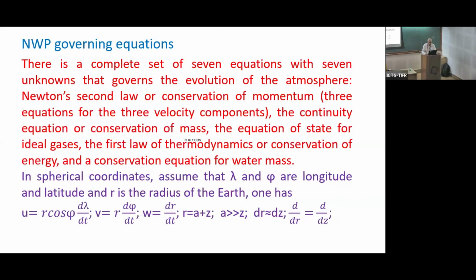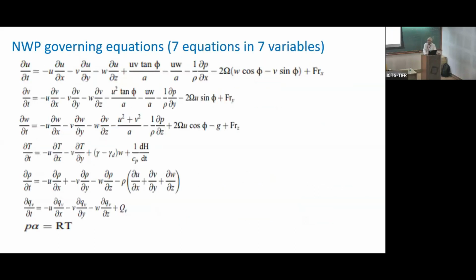As I've told you, the basic equations are 7. The first 3 are the zonal component momentum equation, the meridional component momentum equation, and the vertical component momentum equation. The 4th equation is the thermodynamic energy equation, the conservation of energy. The first 3 are statements of conservation of momentum. The 5th equation is the conservation of mass, the 6th is the conservation of moisture, and the 7th is the equation of state for an ideal gas.